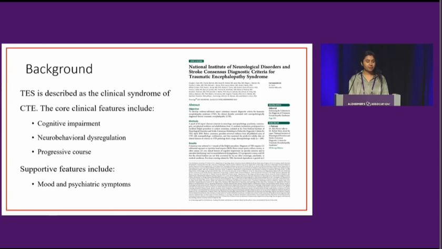There are some supportive clinical features as well that include mood and psychiatric symptoms like depression and apathy. And these clinical features should not be fully accounted for by any other neurologic, psychiatric, or medical conditions. The current criteria were developed without biomarkers, and due to the heterogeneous nature of these symptoms, it's currently unclear if they are related to CTE.